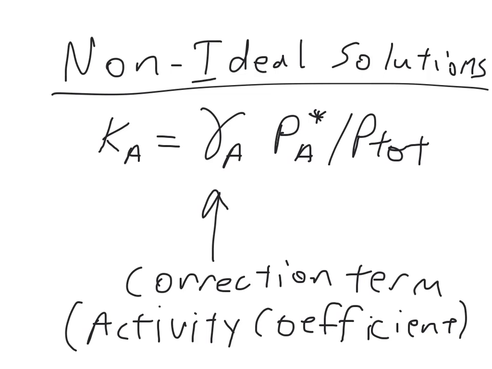For a non-ideal case where Raoult's law may not directly apply, we have to add in this correction term, again, the activity coefficient. So this is one way that we can model or describe non-ideal solutions, by using a Raoult's law type equation but plugging in this activity coefficient right here.